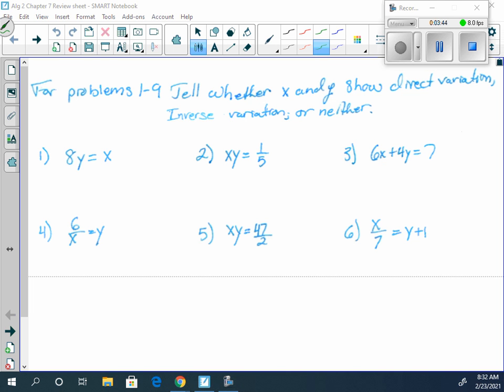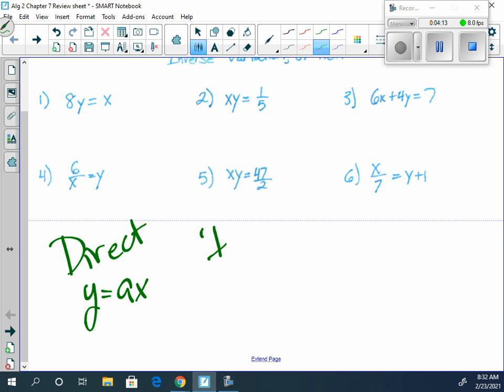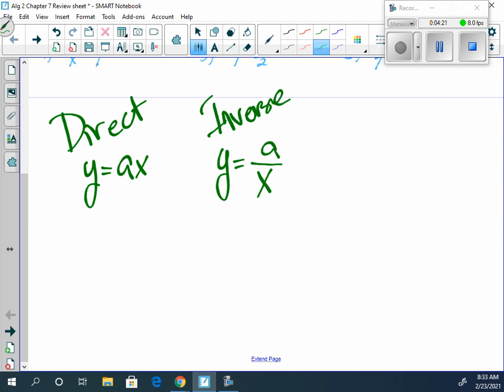So when we look at this first one here, are there any questions on these first few problems, 1 through 6, determining whether we have direct, inverse, or neither? Direct variation came in the form of y is equal to a times x. Inverse came in the form of y is equal to a divided by x. That's just what we have, and that's the main way they are set up.